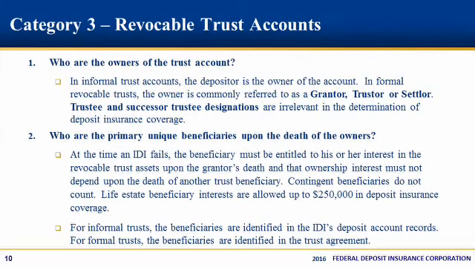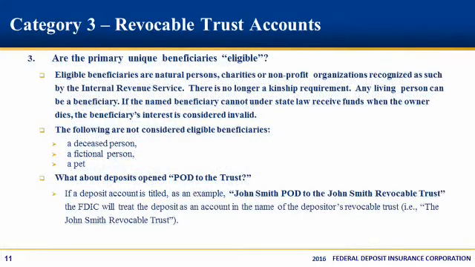Remember, for informal revocable trusts, the specific names of the beneficiaries must be identified in the bank records. For formal trusts, the beneficiaries must be identifiable from the language in the trust document. The third question is, are the primary unique beneficiaries eligible? A primary beneficiary is defined as a beneficiary that will receive some distribution when the owner dies.